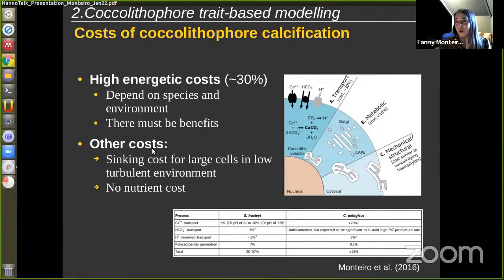We also looked at other potential costs and found that there is a sinking cost. The fact that calcium carbonate is really dense makes the cell sink into the water column, but only for large cells do you have that effect, and only in low turbulent environments. So that's a very specific cost case. Also, what's interesting about calcification is that it is associated with no nutrient costs, which is a benefit compared to the diatoms that build a frustule made of opal, so they rely on silicic acid.